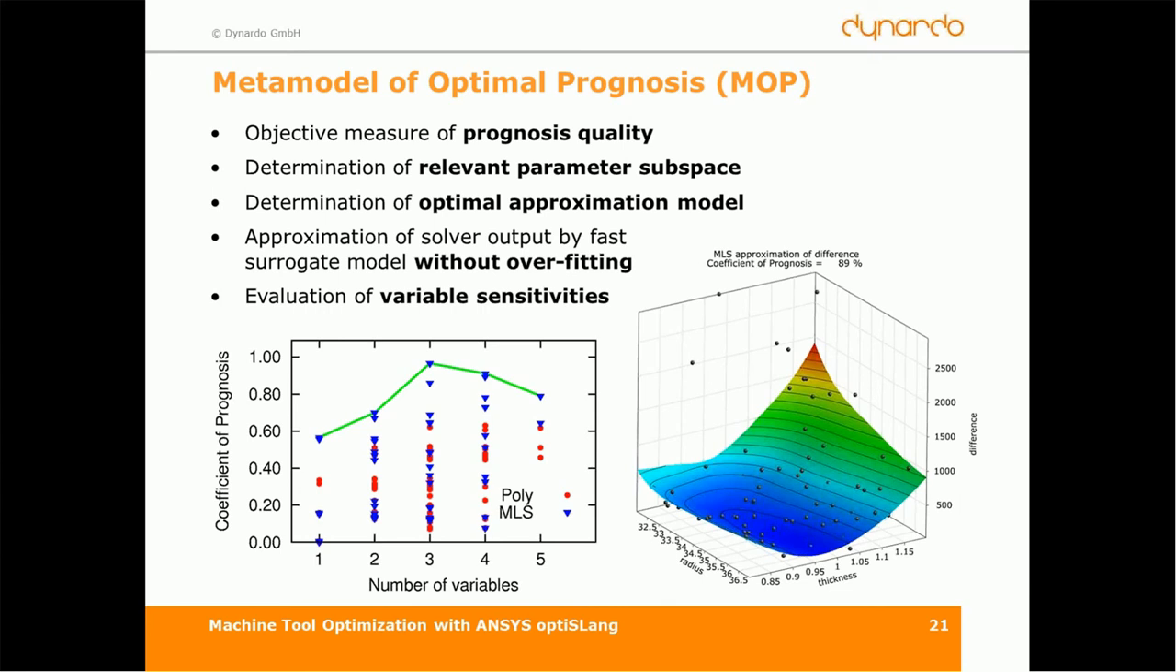This helps to apply metamodels even for higher dimensions, going up to 50, 100 parameters, and it will determine the optimal approximation type: polynomial, Kriging, whatever, linear, quadratic. We have been careful developing this approach so that we avoid overfitting, meaning that we have some quite general function in the approximation, and with the help of this metamodel, we can evaluate the variable sensitivities.